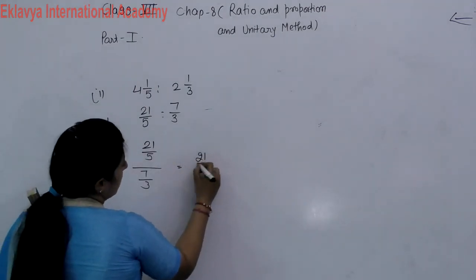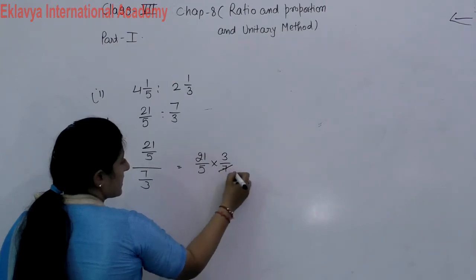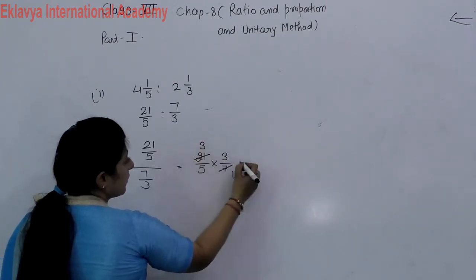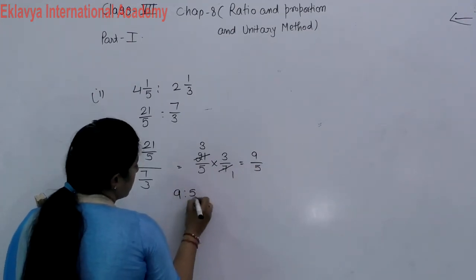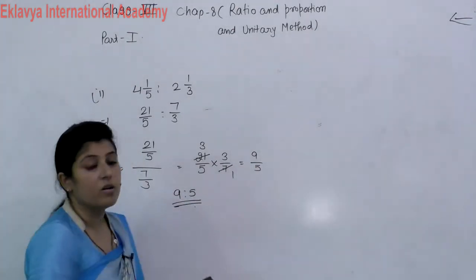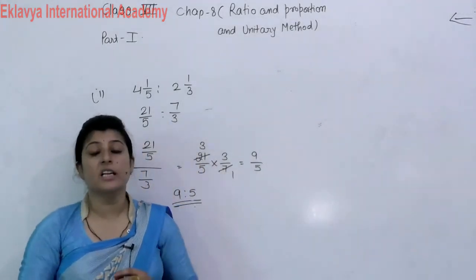It means this is equal to 21 by 5 into 3 by 7. 7 1s are 7, 7 3s are 21, 3 3s are 9, so 9 by 5. It means our ratio is 9 ratio 5. This is in the simplest form. This type we will solve.